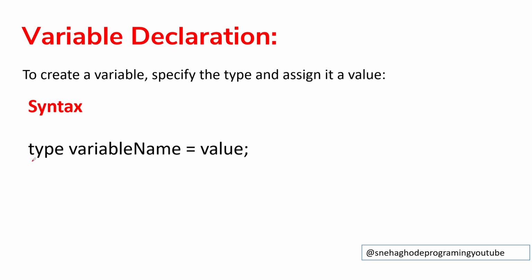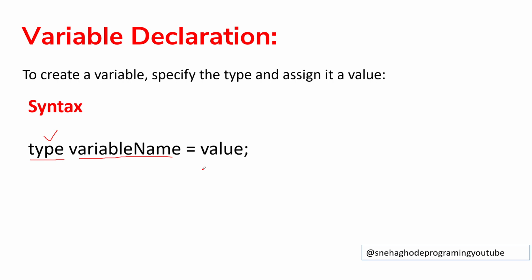First, the type: which type of data you are going to store. Is it an integer? Is it a character? Is it a float? Then, what is the name of the variable? You can give any name to the variable except keywords like int, char, float, void, printf, scanf. These predefined keywords we cannot use in declaring the variable.